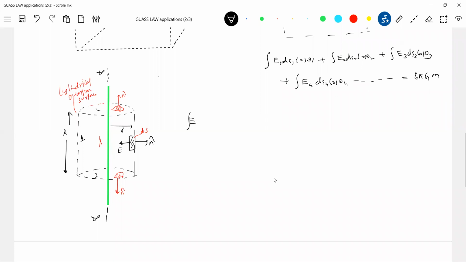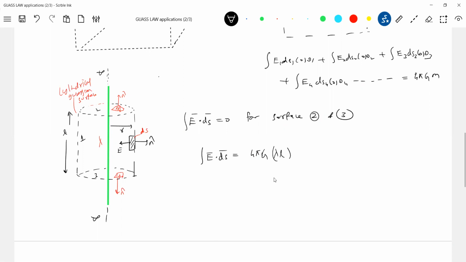Now what is the value of E bar dot ds for surfaces 2 and 3? We agree that only for surface 1 it is non-zero. So the total formula is equal to 4 pi g times the net mass enclosed. What is the mass enclosed? Lambda into L, because lambda is mass per unit length. The net mass enclosed will be lambda into L.